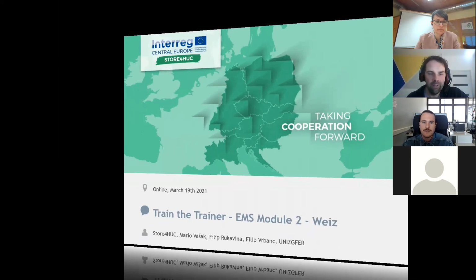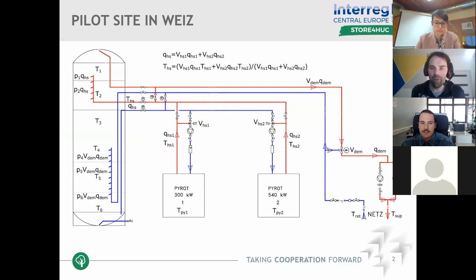Great. So the pilot site in Weiz, this is the schematic of the system. I added here some notations for the variables I used. So on the left is this tank stratified in 6 layers from temperature 1 at the top until temperature 6 at the bottom. Because there are 6 temperature sensors installed, uniformly distributed vertically, so each layer has the same height.